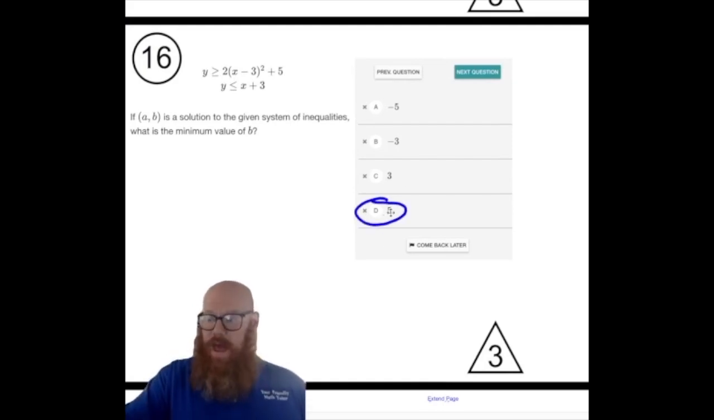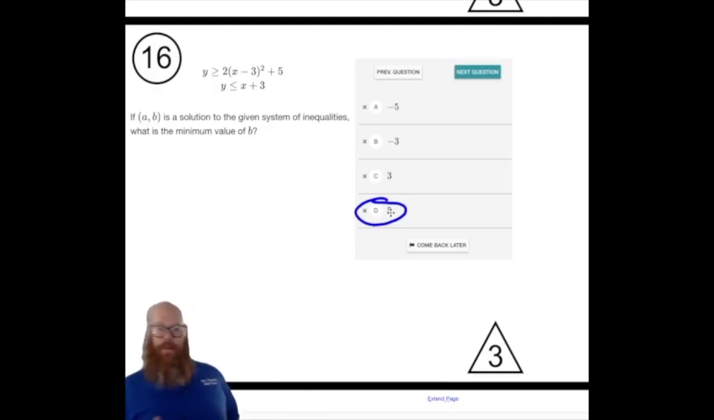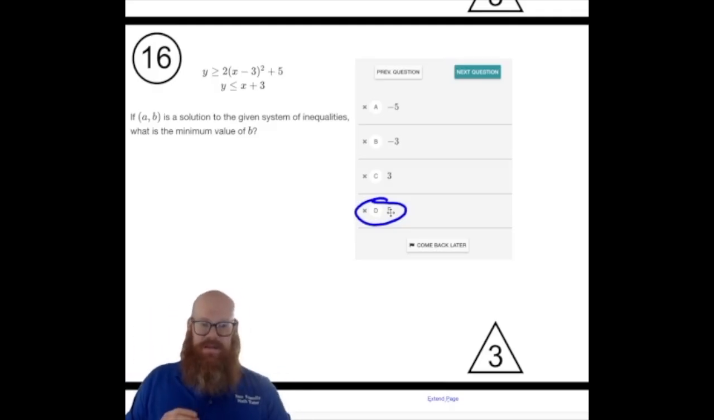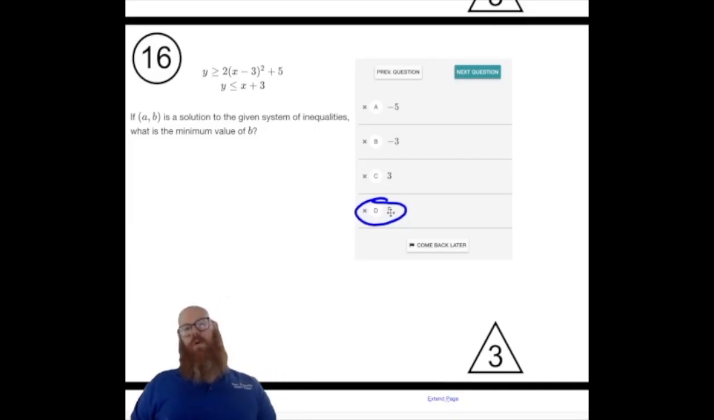All right, so anybody can use Desmos to graph that, but the concept here is understanding that you're looking for the lowest y value in the solution region.